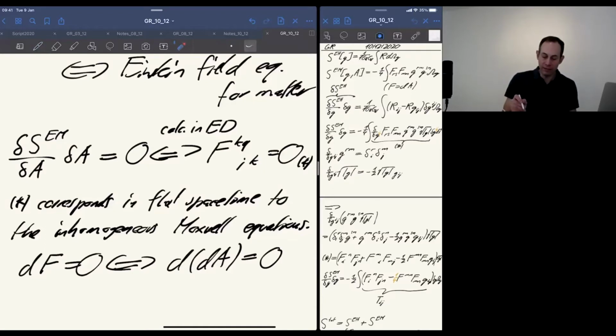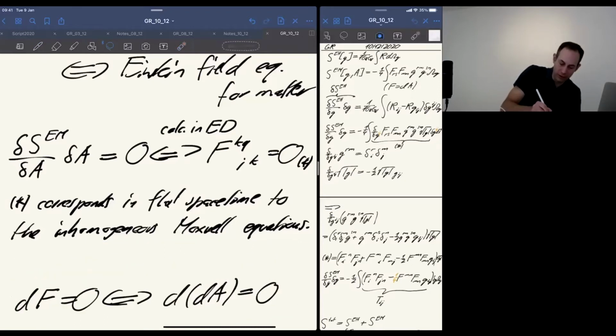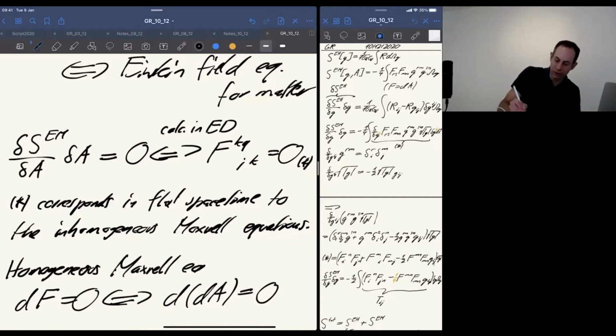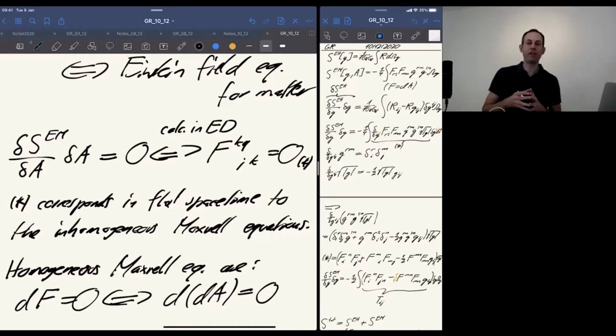So the homogeneous equations, these ones here, maybe I should write here, these are the homogeneous equations, the Maxwell equations are those. These are essentially equations that are already implicit, or automatically given by the fact that we just work with the vector potential.